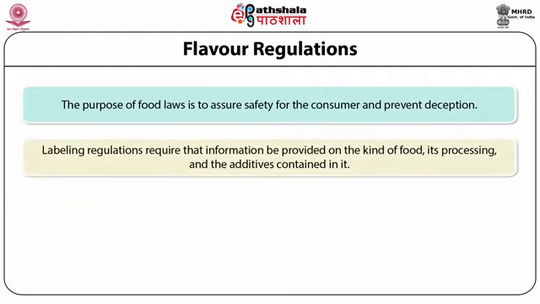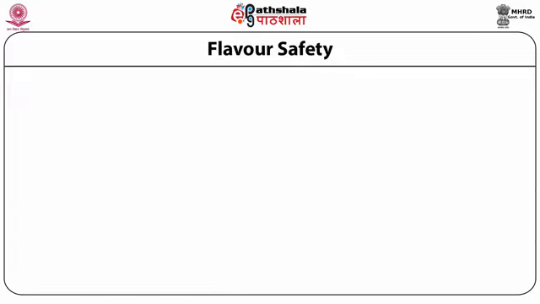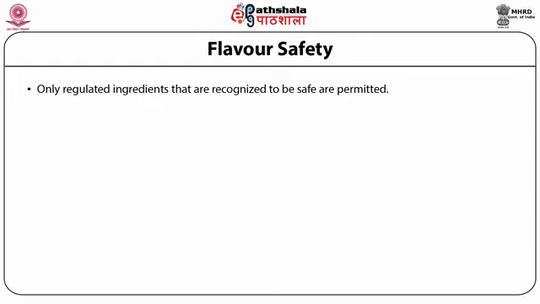The labeling regulations require that the information be provided on the kind of food, its processing, and the additives contained in it. And finally, most food regulations are formulated to put a stop to practices where flavor might be used to give false values. Now, flavor safety. Only regulated ingredients that are recognized to be safe are permitted.